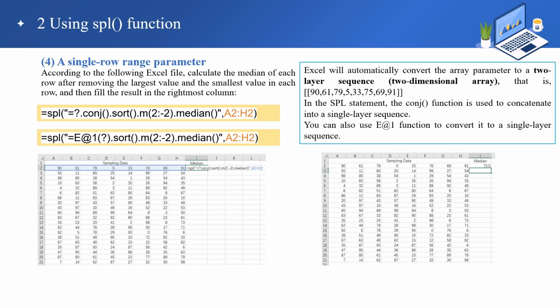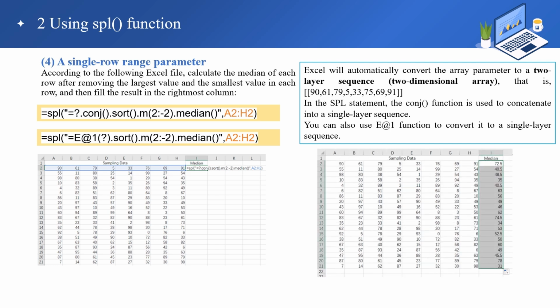A similar function is e@2, which can convert a single value to a two-layer sequence. Interested readers can refer to the function document themselves, and no further examples will be provided here. Finally, dragging I2 down to every relevant row can automatically compute the median of every row.